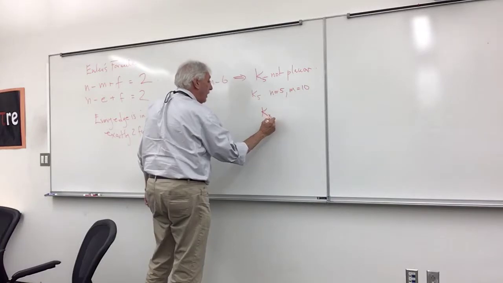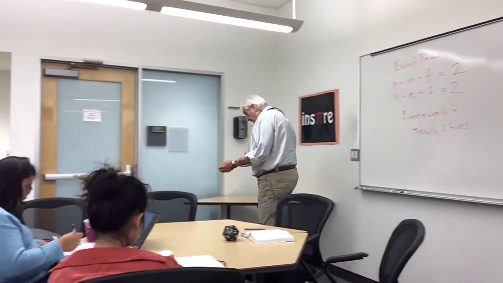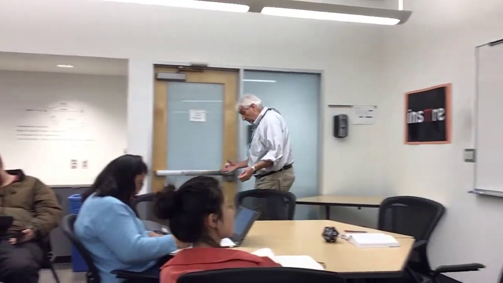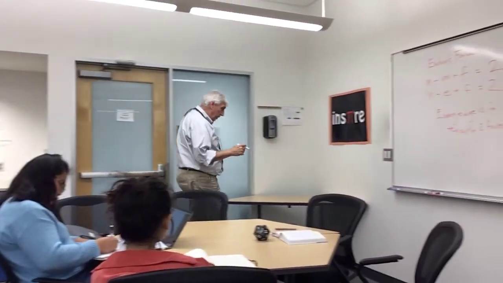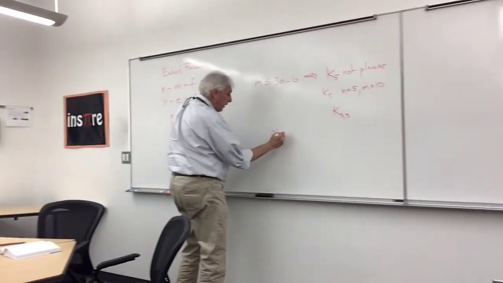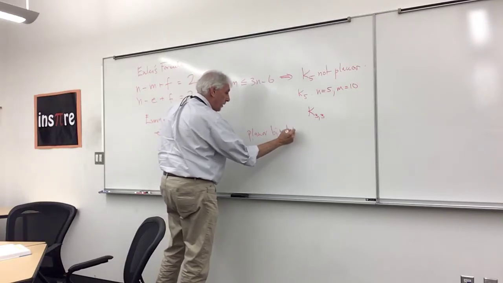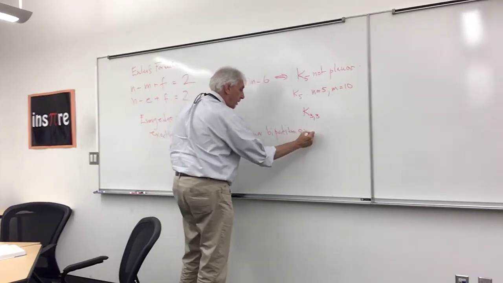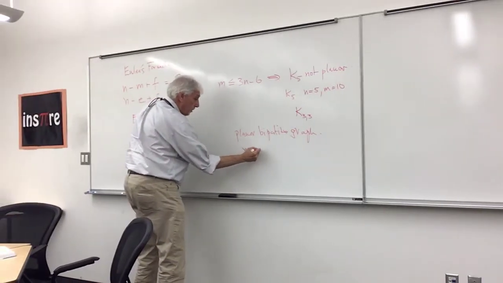For K3,3, we knew that all of the faces had to have at least 4 edges. In fact, we know that in K3,3, and in any planar bipartite graph, every face must have, what can you tell me about every face?